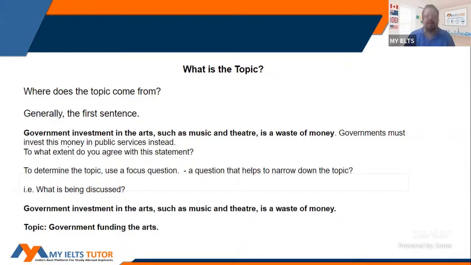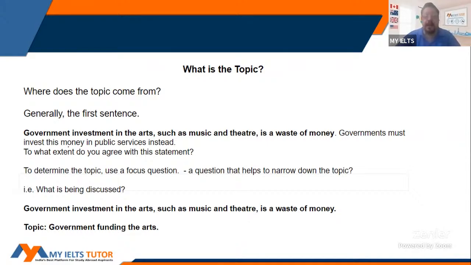And so what we can do to determine exactly what the topic is, is to use a focus question. And a focus question is basically a question that helps you narrow down the topic. So basically, what is being discussed here? If we look at the sentence, what is being discussed? What's being discussed is government funding of the arts. We can boil it down to that, okay? So remember, if you're not sure what the topic is, use a focus question. It will narrow it down to the topic, and you'll be able to understand the topic much better, okay? So that's what you want to do for the topic.